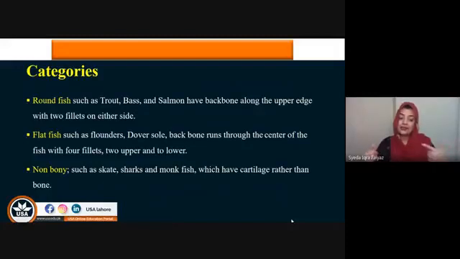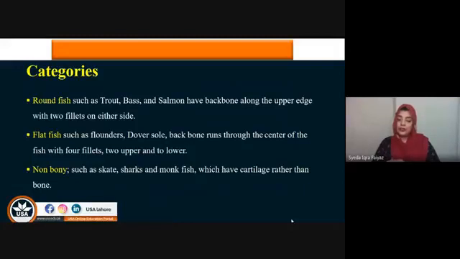As far as flatfish are concerned, that is flounder and dover sole, the backbone runs through the center of the fish with four fillets, two upper and two lower. So with round fish, the backbone is on the upper edge, so you get two fillets on the same side. For flatfish, the bone is in the middle, so you get two upper fillets and two lower fillets, meaning four fillets in total.